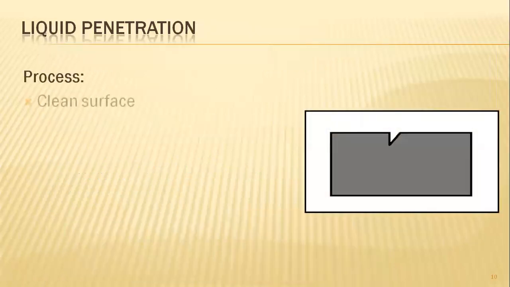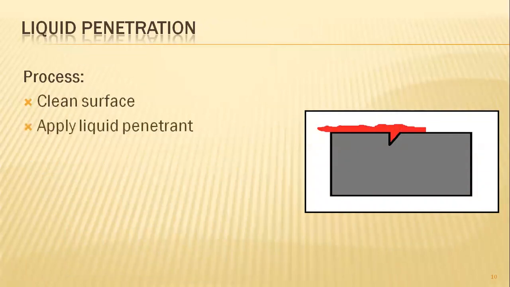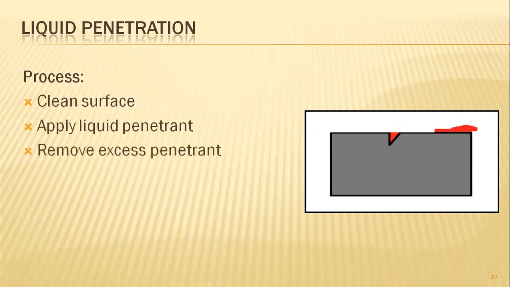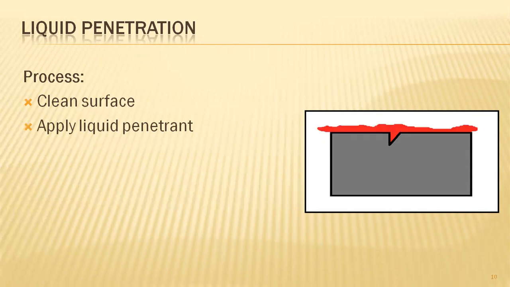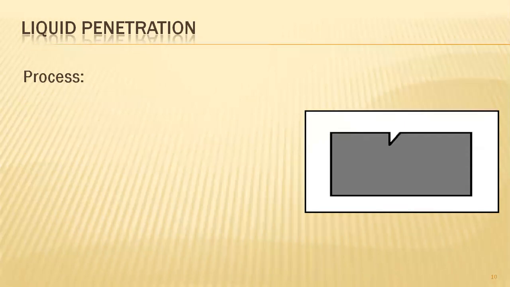This is the process of the liquid penetrant test: cleaning of the surface, application of the solution, applying the liquid, and removing the excess penetrant. In such a way, the color will appear, and the flaw will be clearly verified. These defects are not at all visible to our naked eye, and hence we utilize this liquid penetrant test. Once again, we'll be referring to the liquid penetrant test process.